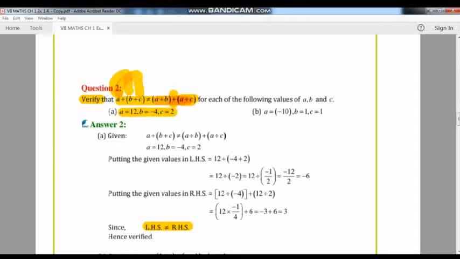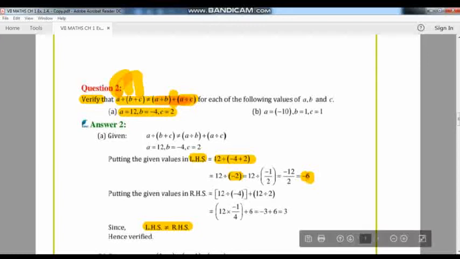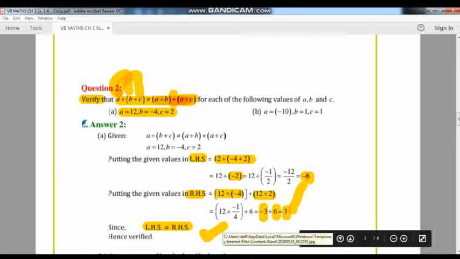Now the values of A, B and C are given. You have to verify. First of all we will go for the LHS, that is the left hand side. 12 divided by minus 4 plus 2. So minus 4 plus 2 is minus 2. 12 divided by minus 2 will be minus 6. Coming at the RHS, 12 divided by minus 4 will be minus 3, then 12 divided by 2 will be 6. Now minus 3 plus 6 will be 3. So here the LHS and the RHS answers are not matching. That's why the LHS is not equal to RHS, and hence it has been verified.